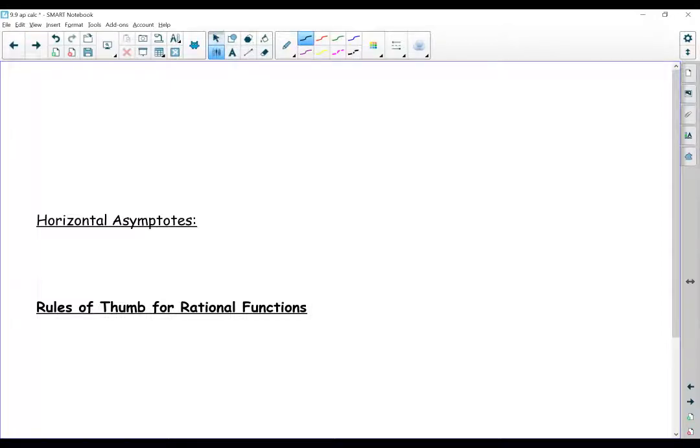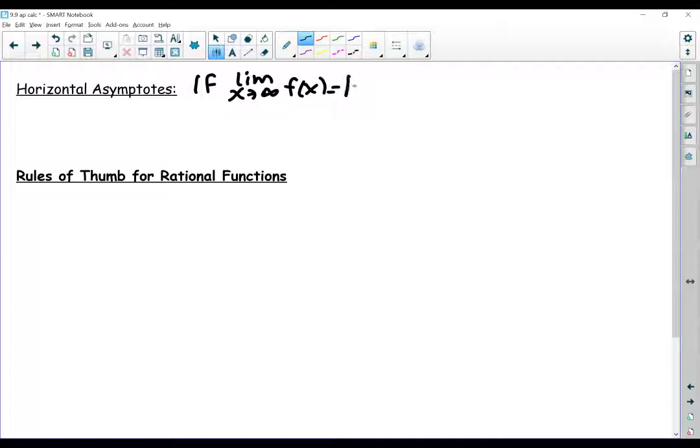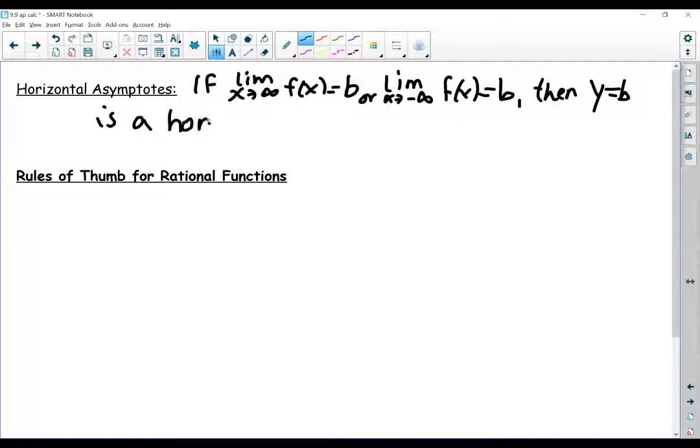Now, I will tell you in Math 4, you kind of learn this a little bit backwards. So I'm just going to talk about what we're finding here. If the limit as x approaches infinity of f of x equals some constant, or the limit as x approaches negative infinity of f of x equals some constant b, then we can conclude that y equals b is a horizontal asymptote. So last year in Math 4, you found horizontal asymptotes using these rules, and then we described them using limits.